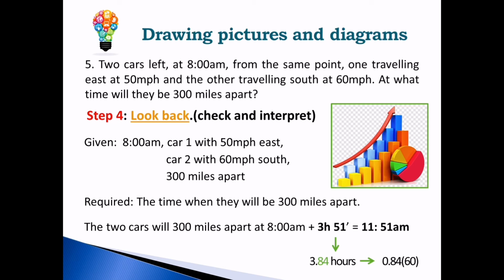The question here is, how did you get 51 minutes from 3.84 hours? Just follow this. We know that in 1 hour there are 60 minutes. So you multiply the 0.84, which is in hour form, by 60, and this is 50.4. Since 0.4 is more than zero, you round it up to 51. That makes it 11:51 a.m.